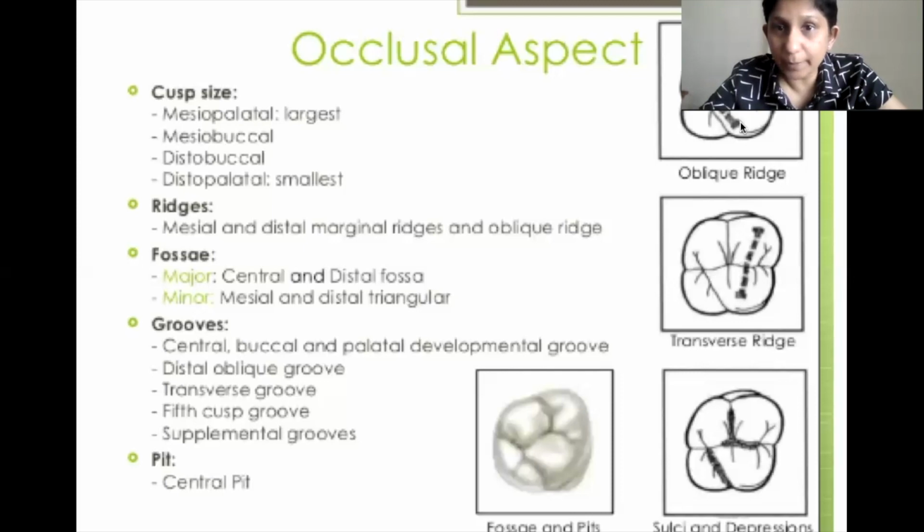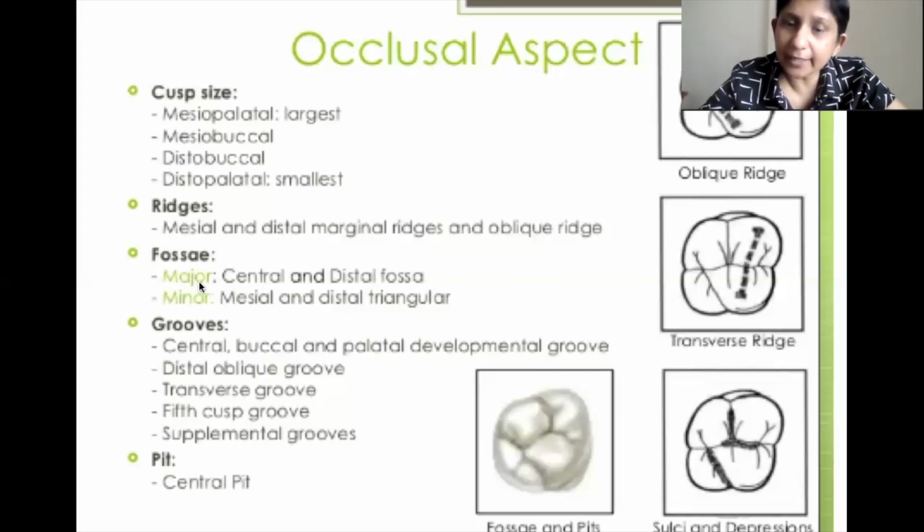So we can see that there's an oblique ridge which runs from the mesiopalatal to the distobuccal, and then there's a transverse ridge which runs from the mesiopalatal to the mesiobuccal. So having said that, if I combine it, I have two ridges which run from the mesiopalatal. Then you have two grooves. Now, sulci and grooves are the linear depressions which you find on the occlusal aspect of the tooth. Before going into those grooves, I would rather explain the major and minor fossae.